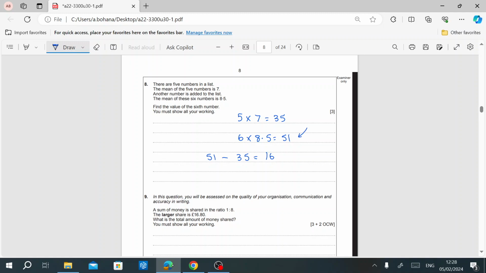The reason why I did that calculation there, by the way, is because I know that the mean of the 6 numbers was 8.5. So 6 times 8.5 is 51. 51 divided by 6 is 8.5.